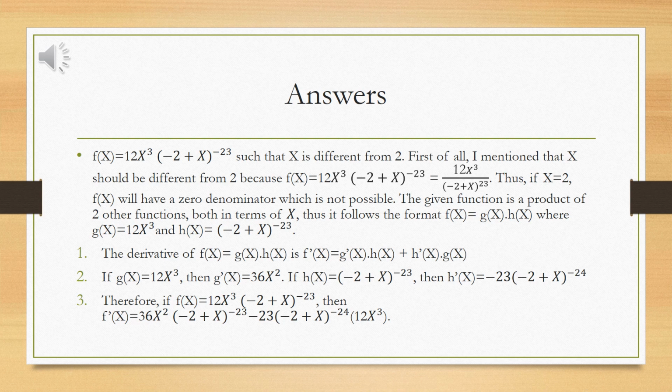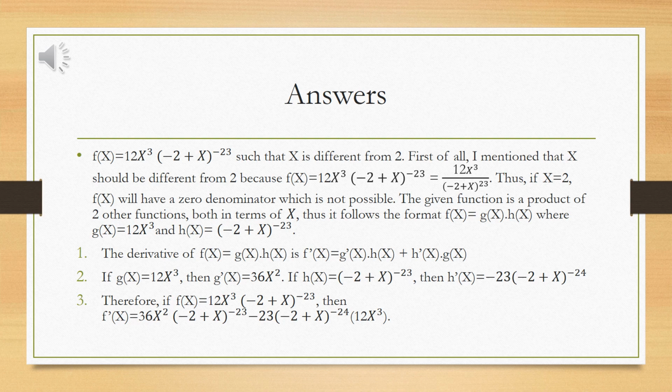The given function is a product of two other functions, both in terms of x. Thus, it follows the format f of x equals g of x times h of x, where g of x is 12x to the 3 and h of x is minus 2 plus x to the minus 23. If g of x is 12x to the 3, then g prime of x is 36x to the 2.